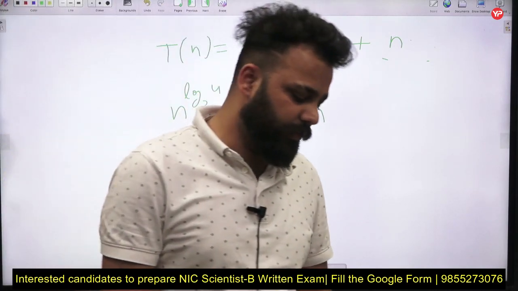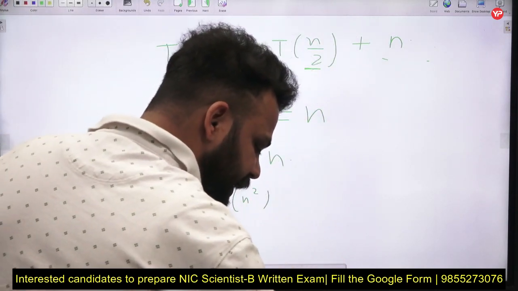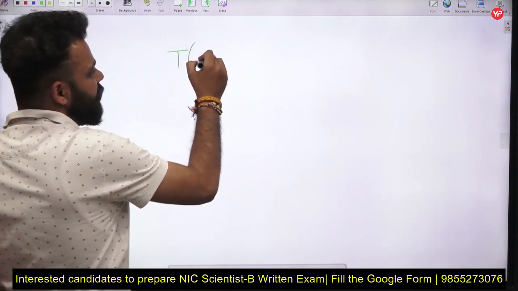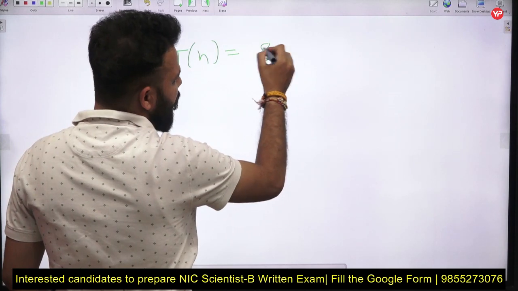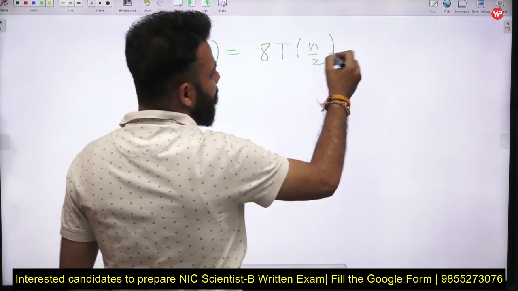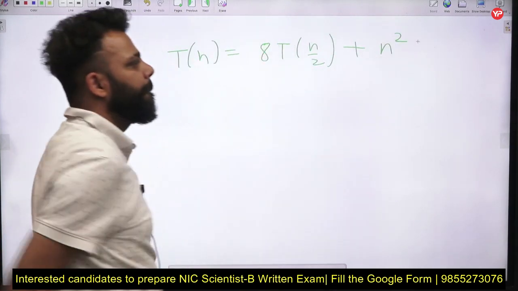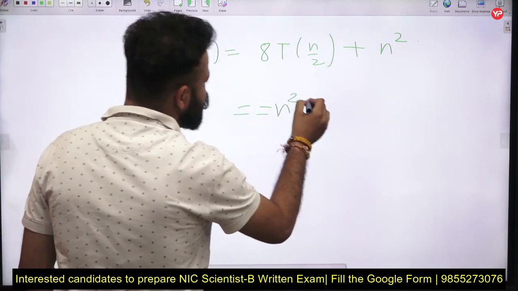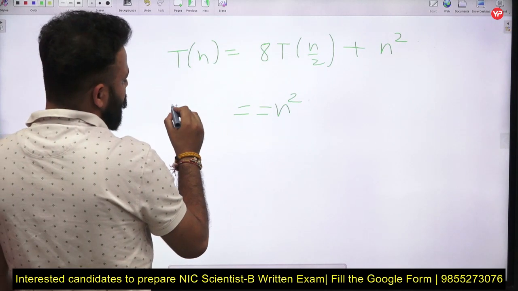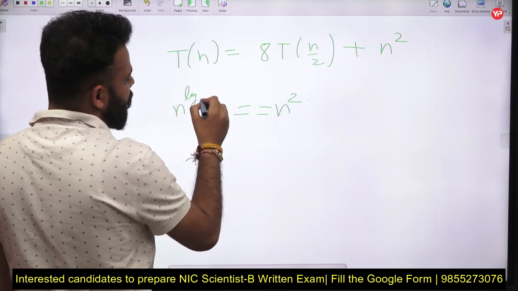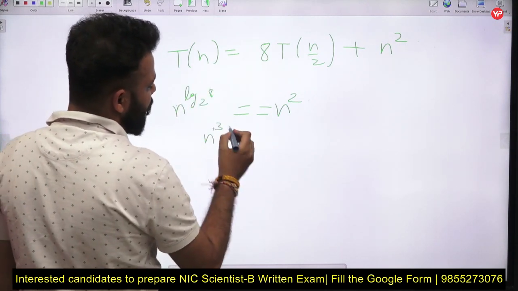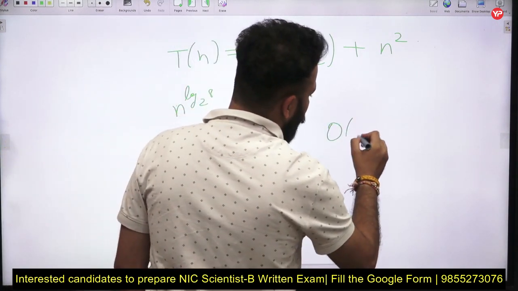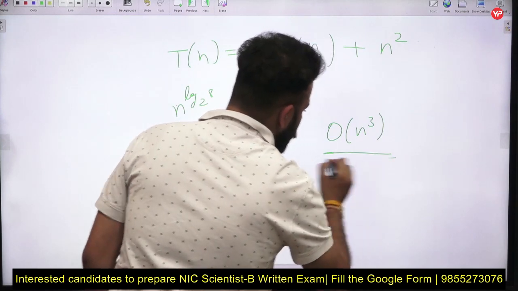theta of n square. Now the next question that we can try is, let's say that you have been given T(n) = 8T(n/2) + n square. Again, when you compare n square with n raised to power log 2 base 8, this will come out to be n raised to power 3, which is greater than n square. So the time complexity will be order of n cube.